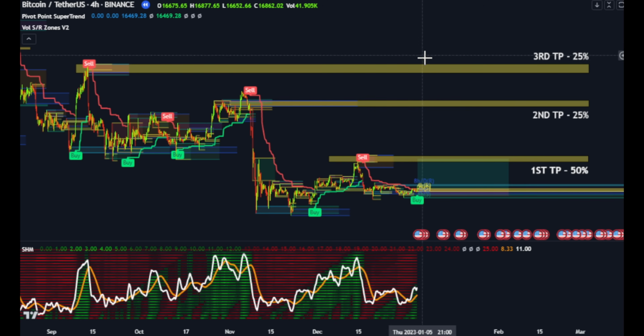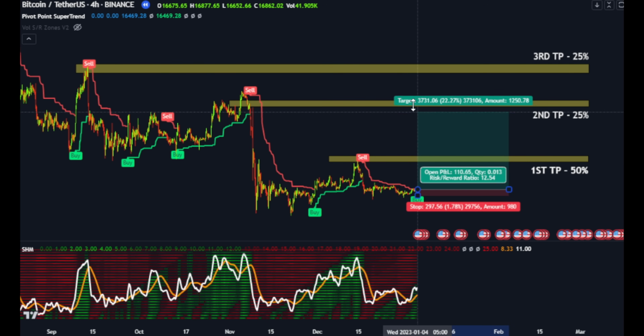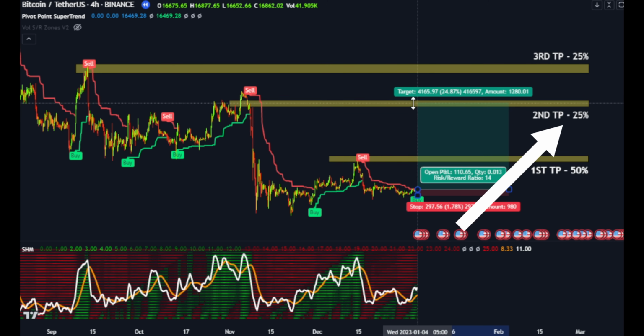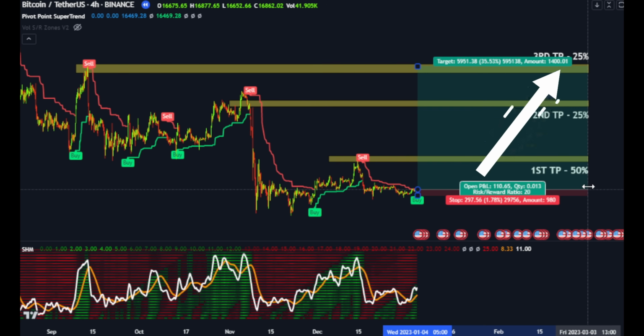In the first take profit we can get out with the profits of half the trade. In the second take profit we can leave with the profits of the remaining half, that is, 25% of the initial investment. And in the third take profit we can leave with the final 25% of the initial investment. In this way we obtain the maximum possible profit from the market.